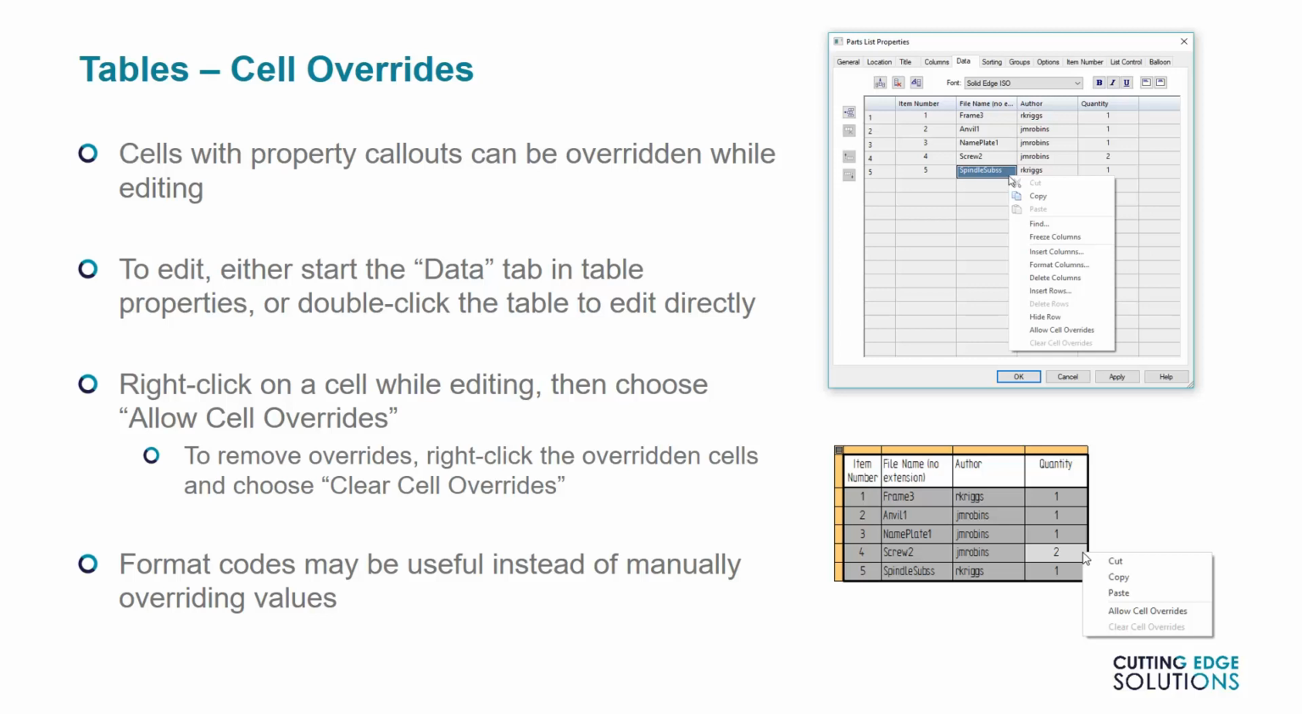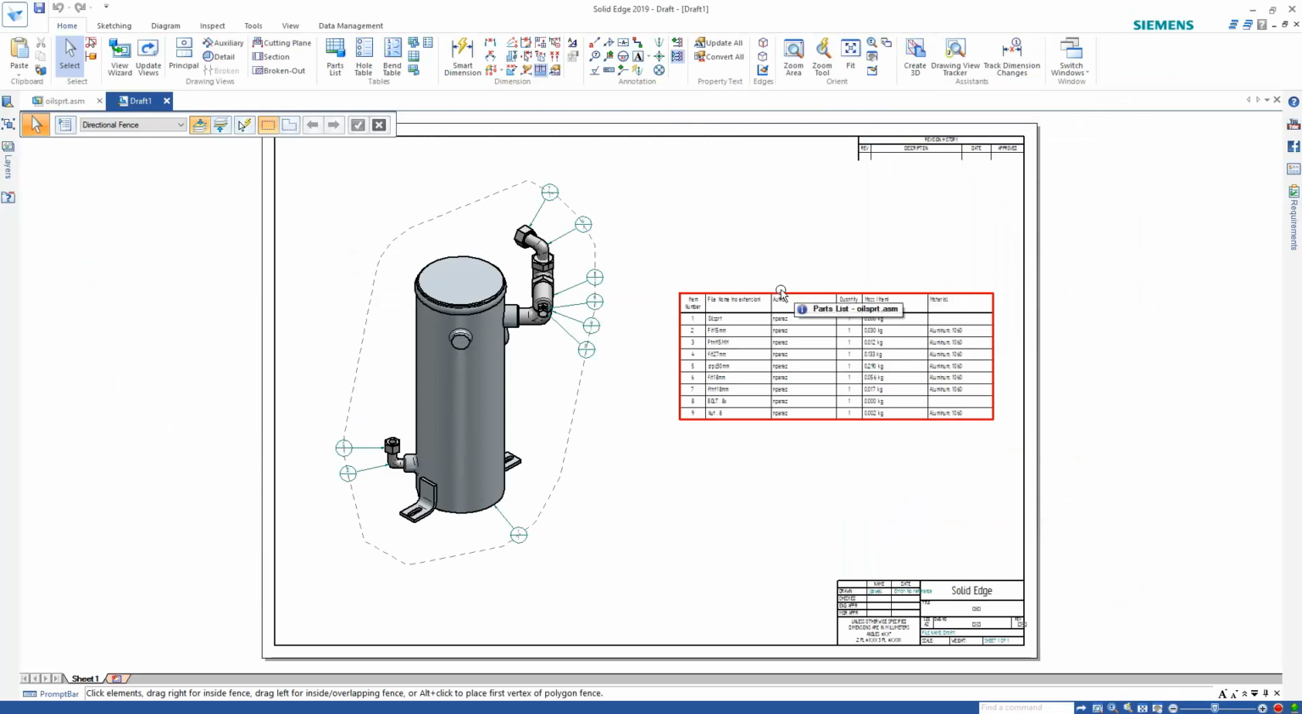So always consider whether an override is the best way to get a particular table result. But for now, we'll be discussing how to apply simple overrides. To demonstrate our simple cell overrides, we need an assembly drawing. Here's one I made earlier from an oil pump assembly.